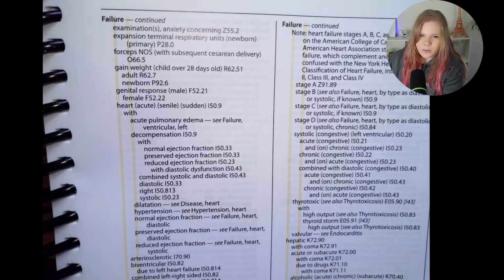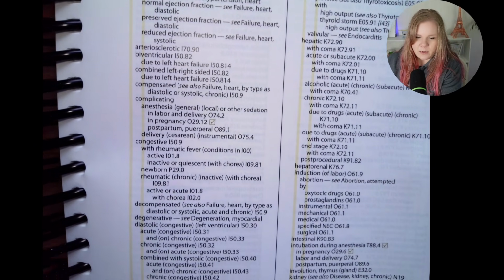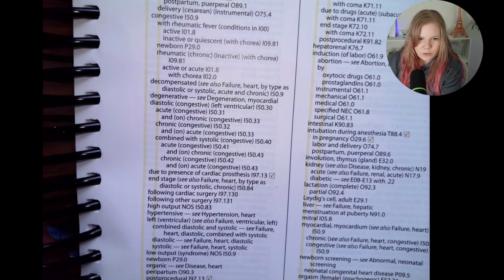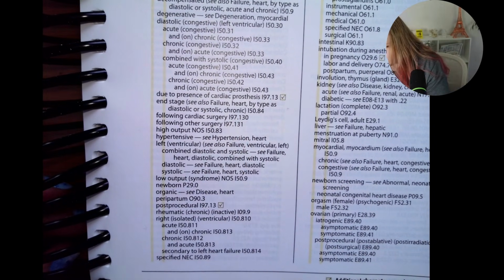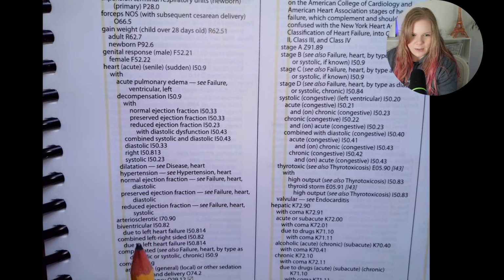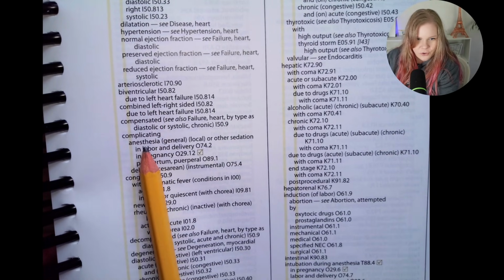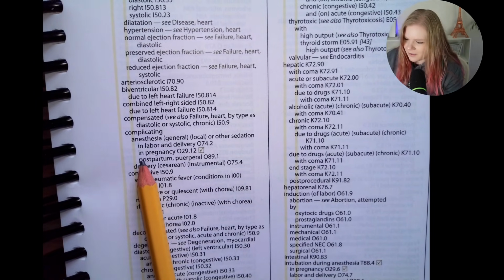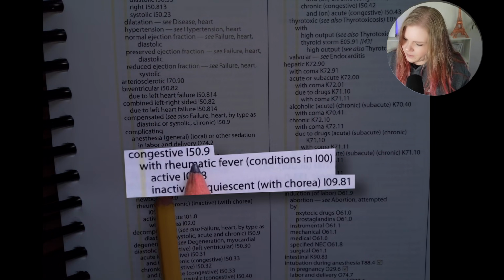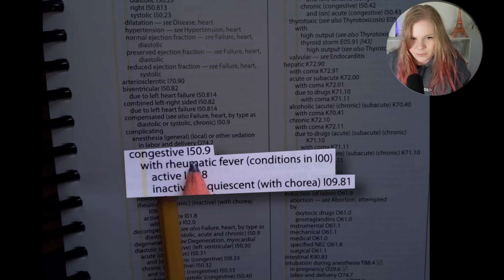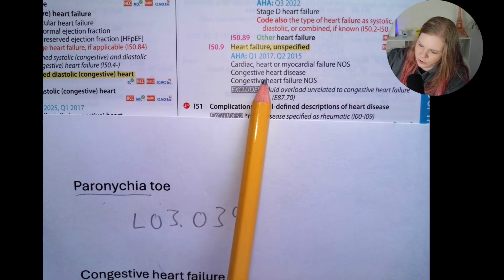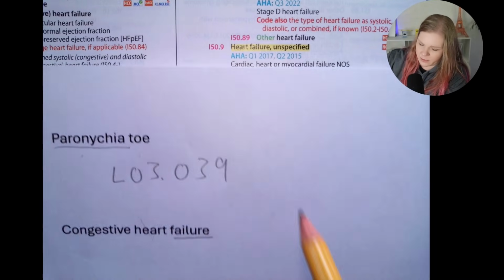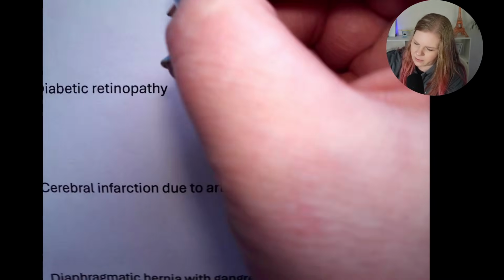Let's take a look. Here we are with our main term failure. And then if we go down a little bit to heart, right there's heart. And then we're going to go down to our indentation, heart congestive. Now, we don't have here that it's with rheumatic fever or active or inactive. We do have the default code here, I50.9. Let's take a look there. I50.9 says heart failure unspecified, and then it says congestive heart disease, congestive heart failure not otherwise specified. So I50.9 would be our code here.